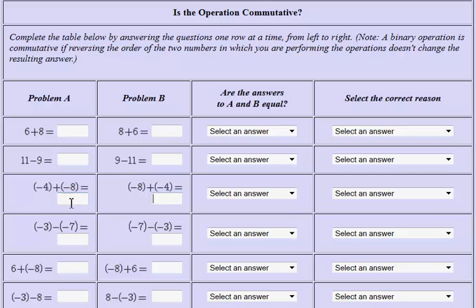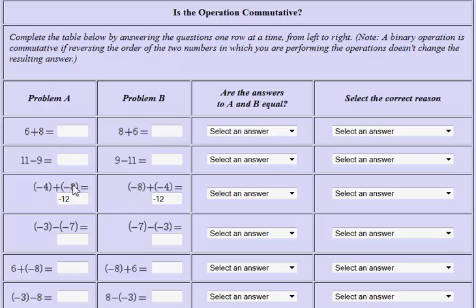commutative. So doing the problem, -4 plus -8 means you're 4 units in the negative direction. Adding -8 means you go 8 more units in the negative direction, putting you at a position of -12. Adding it in the reverse order, you could think of it as you're already 8 units in the negative direction, and you're going 4 more in the negative direction. But that would still put you 12 units in the negative direction, so you'd still have -12.